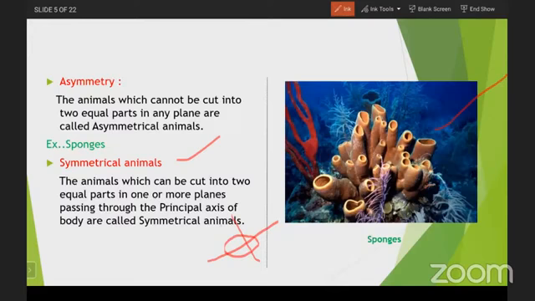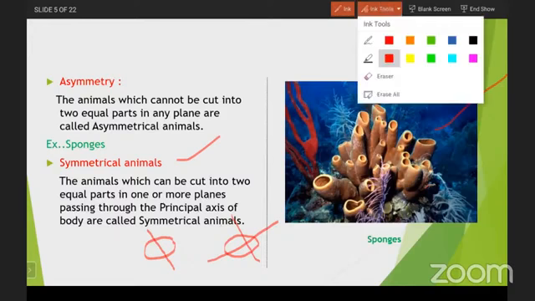Got it? Once again, if it is an organism, the central axis means the plane which goes through the middle point, the exactly central point of the organism, is called the central axis or principal axis. Such a plane is able to divide the organism into two equal half parts, that is called symmetry, and such organisms are called symmetrical organisms or animals.